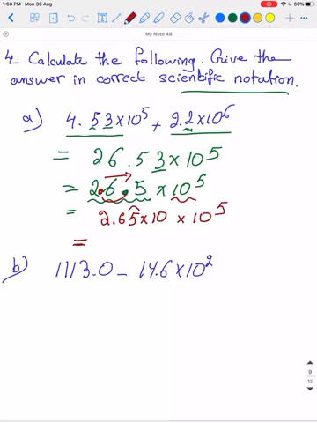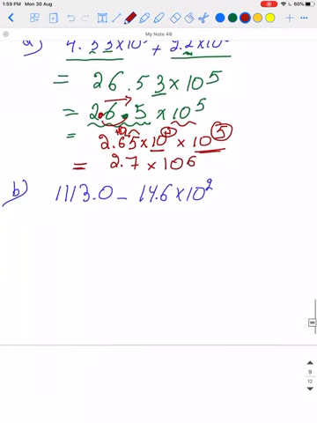I want again one number after the decimal, so this will be rounded up. I add plus 1 to 6 and it will be 2.7, and still I have this one and this one, same base, we add the powers of 10. If you don't see a power, it means plus 1, so you add plus 1 and plus 5 and it will be 10 to the power of 6.